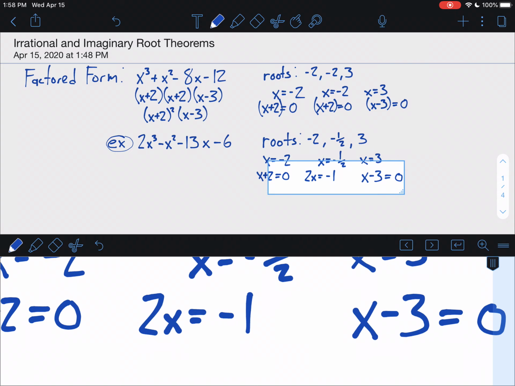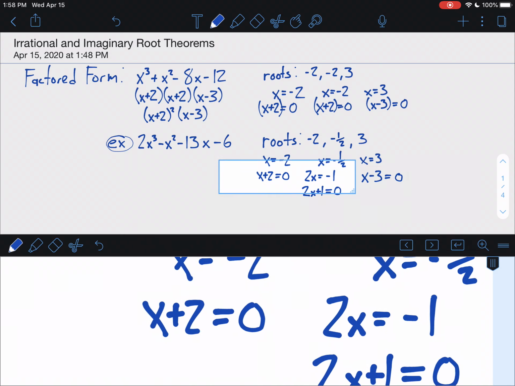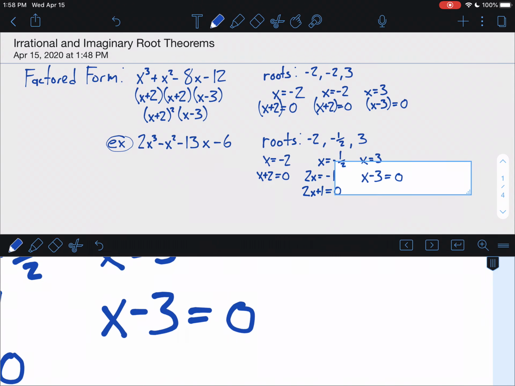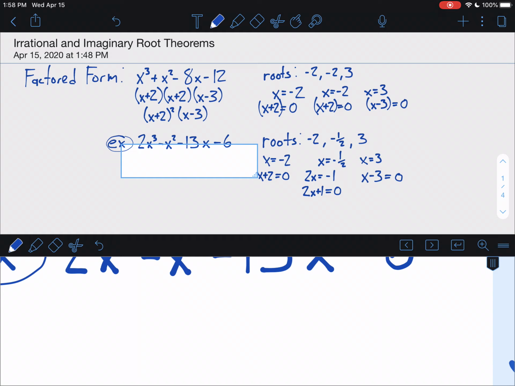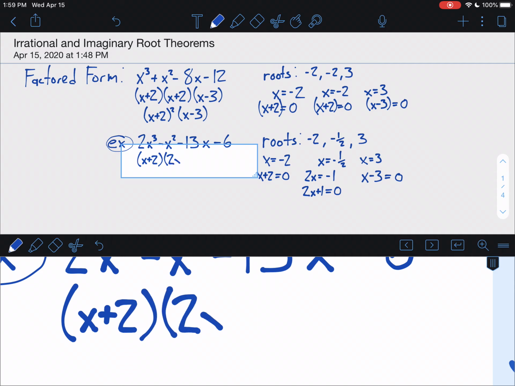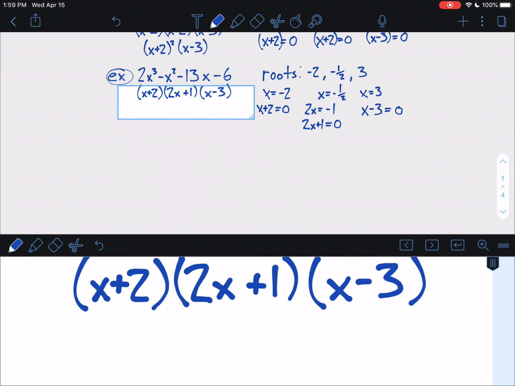And then to get it equal to 0, I'm going to add that 1 to both sides. So 2x plus 1 equals 0. And now our factors are x plus 2, 2x plus 1, and x minus 3, which means the factored form of this is going to be x plus 2 times 2x plus 1 times x minus 3. And real quickly, I will show you how to multiply this together.